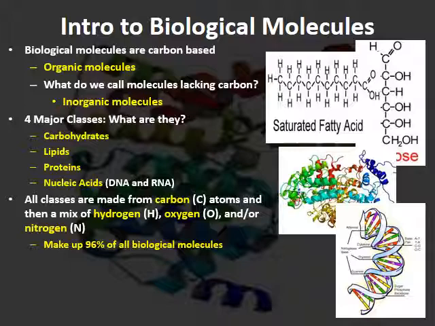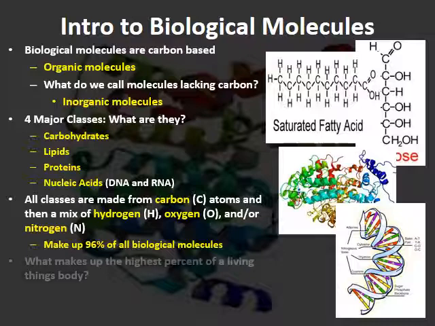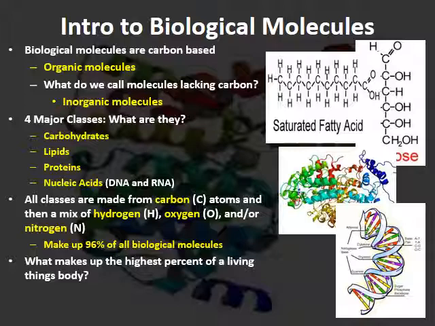So they're a very important group, and again, they are biological molecules because about 96% of everything inside of your body is going to be within these four types. So 96% of you is some carbohydrate, lipid, protein, and nucleic acid. All of those together is what mostly makes up you as an individual and makes up a living thing. However, what makes up the highest percent of mass or volume inside of a living thing? Does anybody know?